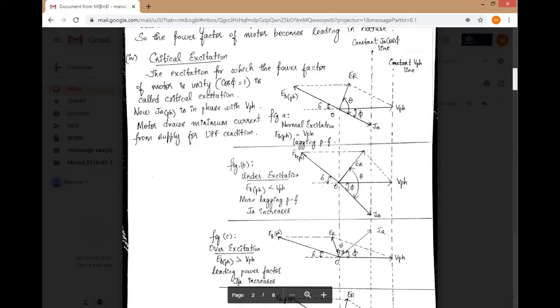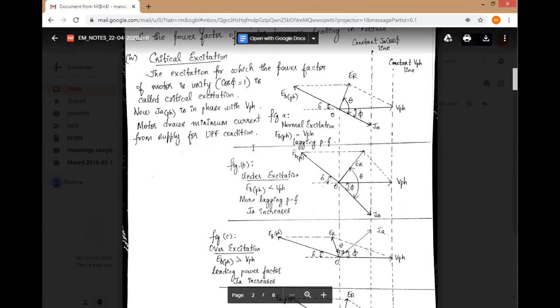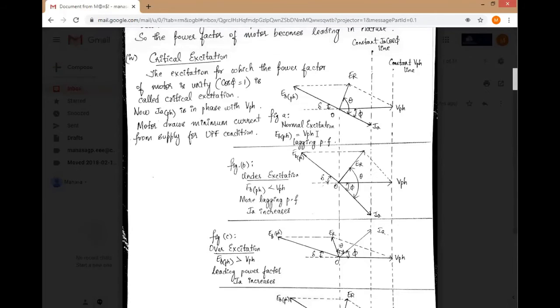Current drawn by the stator winding increases, and the power factor will be leading in nature under over excitation. The last condition is critical excitation. So what is this critical excitation? Normal excitation, we have back EMF equal to supply voltage. Under excitation, we have back EMF lesser than supply voltage. Over excitation, we have back EMF greater than supply voltage.